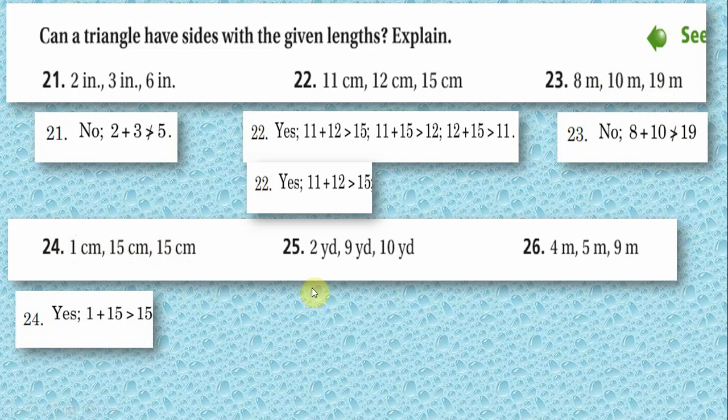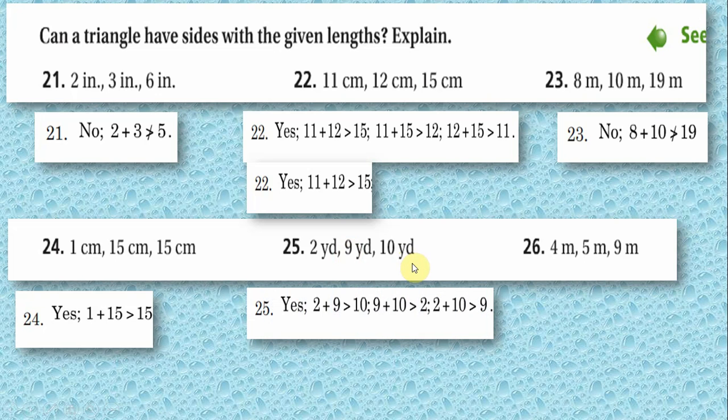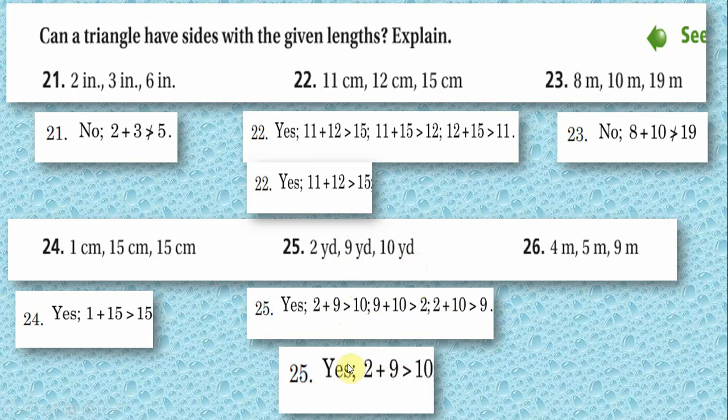Yes. 2 yards, 9 yards, and 10 yards. What are the smallest two sides? 2 and 9. Is 2 plus 9 greater than the third side, 10? Yes. We said we have two ways: 2 and 9, 9 and 10, 2 and 10, or the smallest two sides only, 2 and 9, only one test.